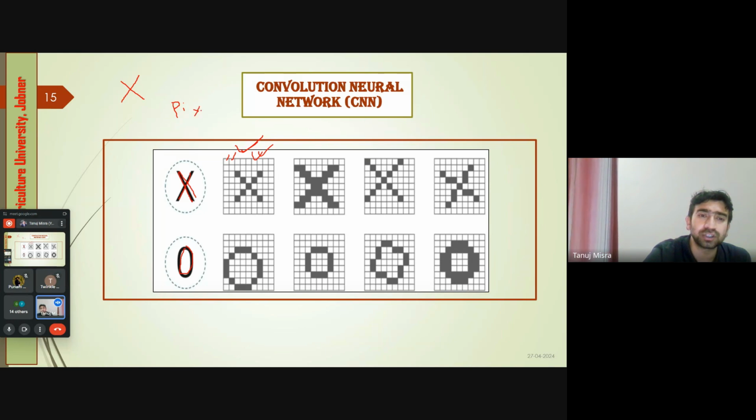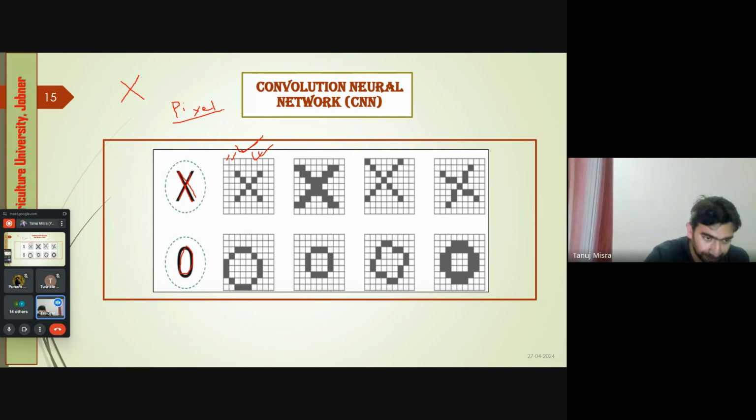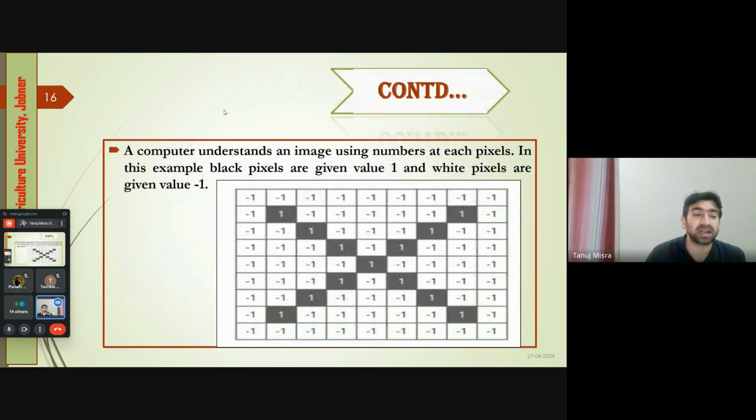We are using this common terminology. Like we say your mobile has how many megapixel cameras. So ultimately, when we take pictures and open them in the computer, it looks like that. And behind each pixel, there is a digital number. Suppose I'm taking this example. This is the example of X.